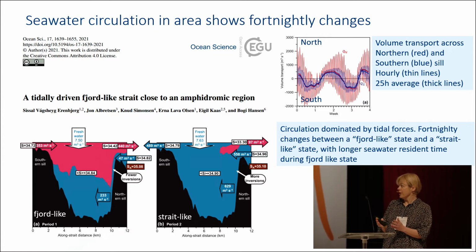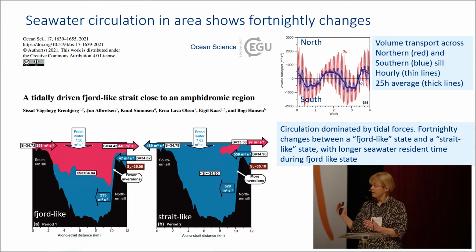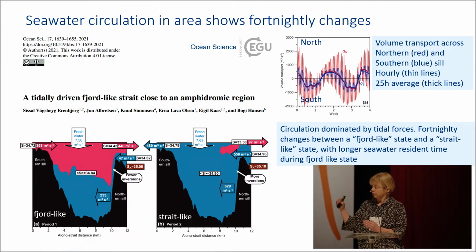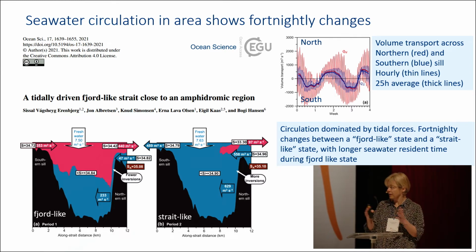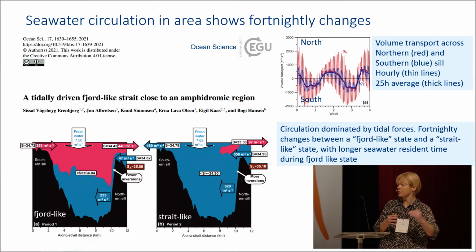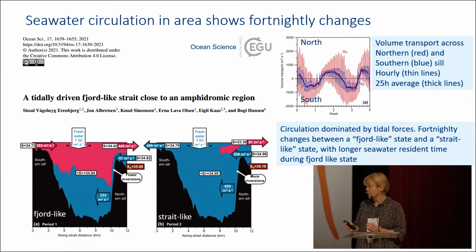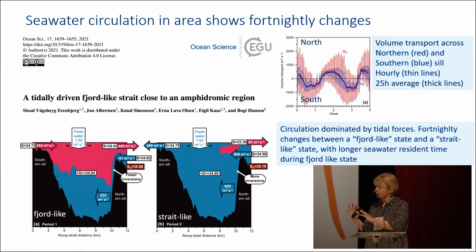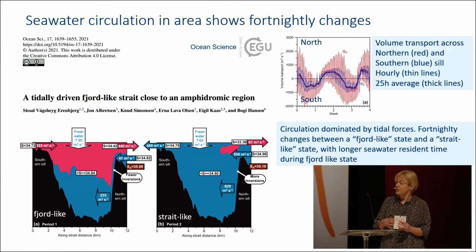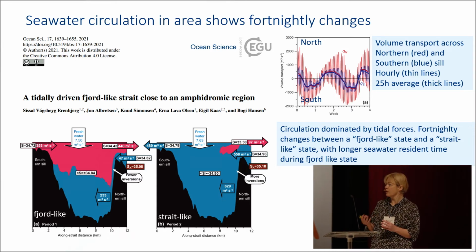So in the first period, we have water flowing in at the bottom through the northern sill and flowing out again at the surface at the northern sill, and then we have an additional flow from the southern sill. While in the strait-like state, the residual water is just flowing south through the area. And this implies that the seawater residence time is longer during the fjord-like state.